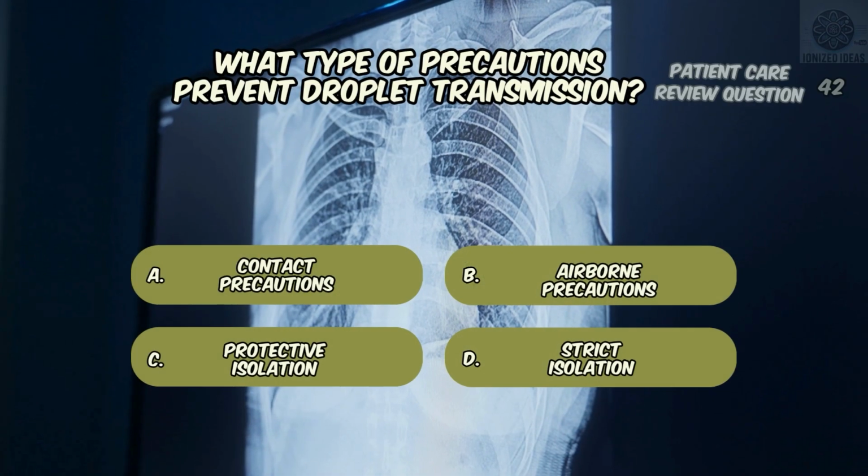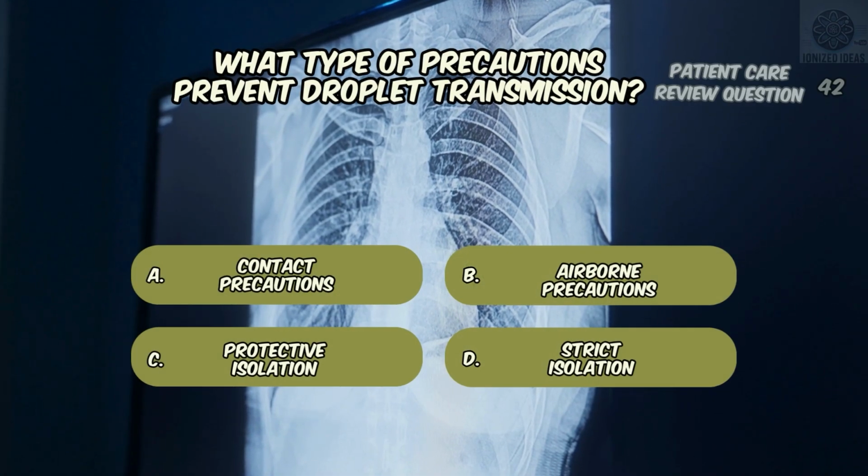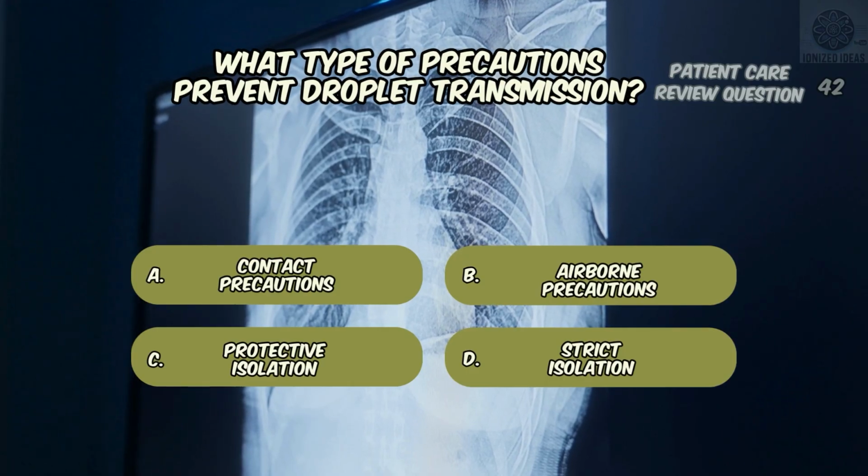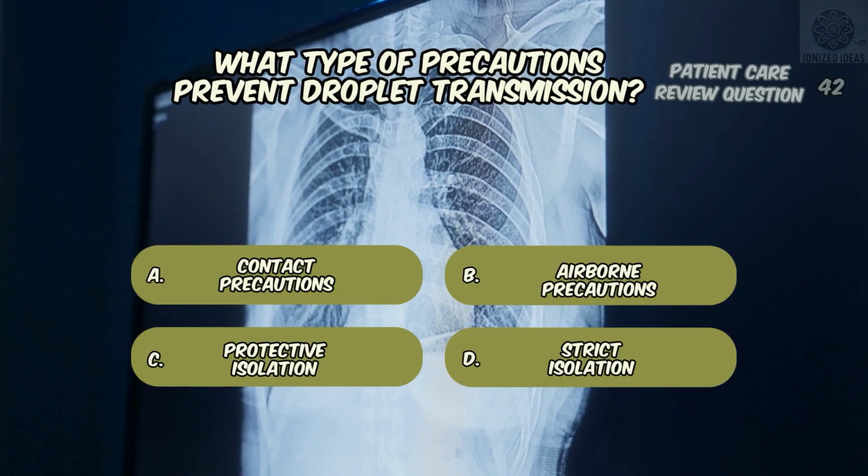What type of precautions prevent droplet transmission? A. Contact precautions. B. Airborne precautions. C. Protective isolation. D. Strict isolation.